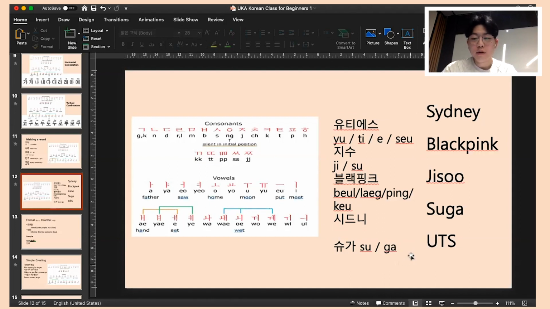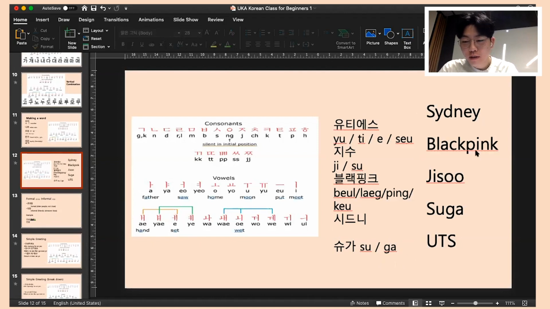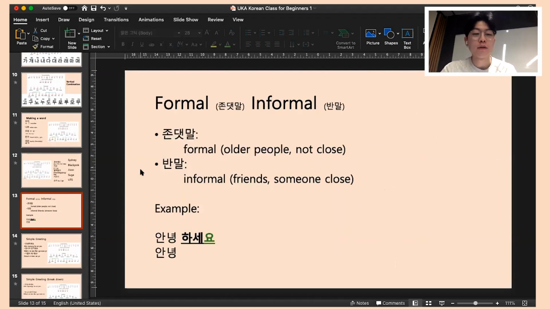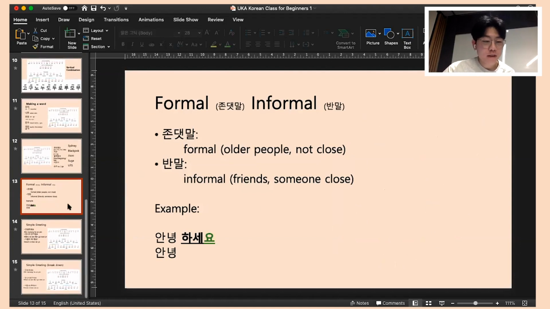Suga is from BTS, by the way. And he made a song recently with IU. If you guys haven't heard of it, go on YouTube and listen to it. It's pretty good. Right.